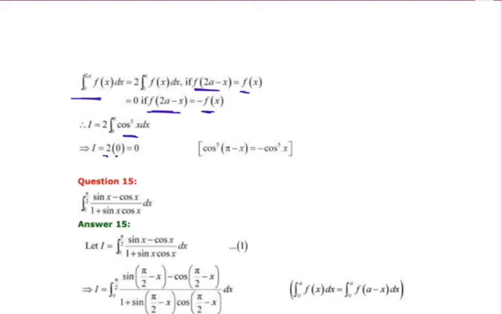2 into this term becomes 0, because what we get, cos to the power of 5 of (pi minus x) is what? Minus cos 5x. So when you take 180 minus theta, it becomes minus cos theta. Cos of (180 minus theta) is minus cos theta, right? So I equals 2 into 0, which is 0 only.